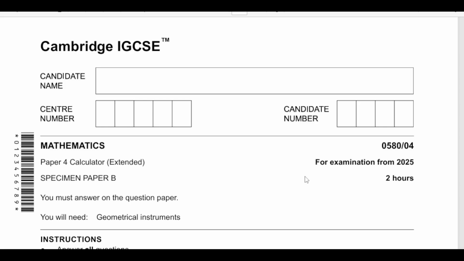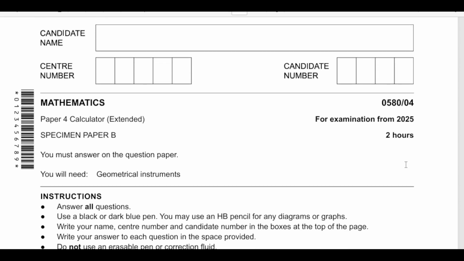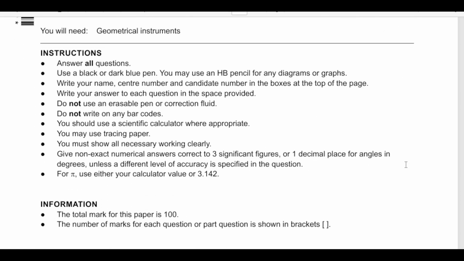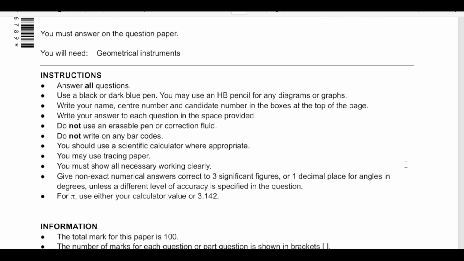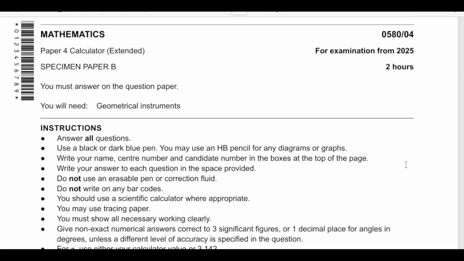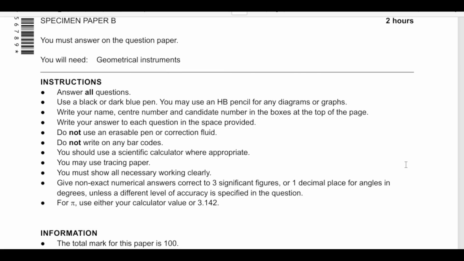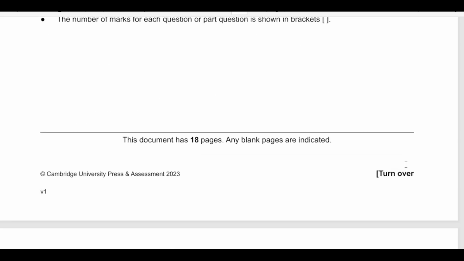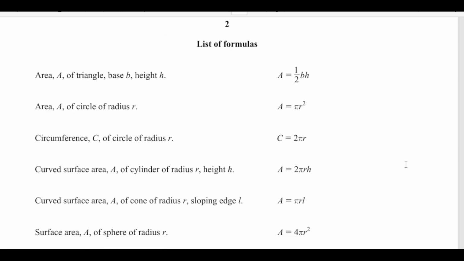Today we will be going through Cambridge IGCSE Mathematics paper 4. This is the specimen paper for the 2025 series, specimen paper B. There are two sets on the website: one is the specimen paper, another one is specimen set B. So this is specimen paper set B.